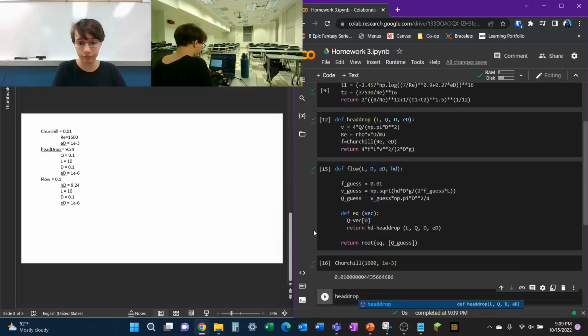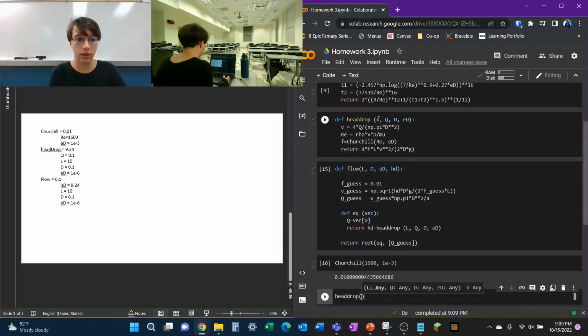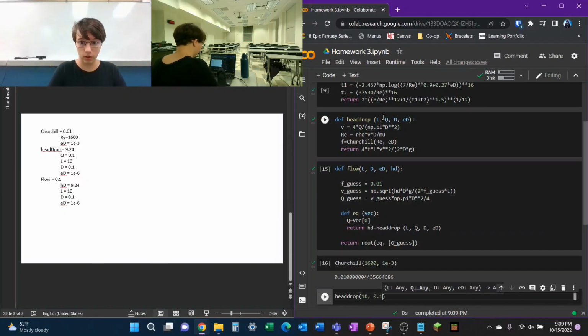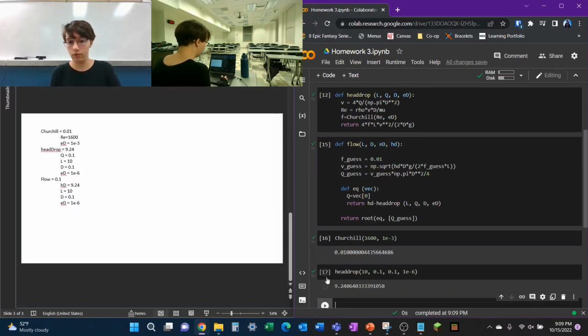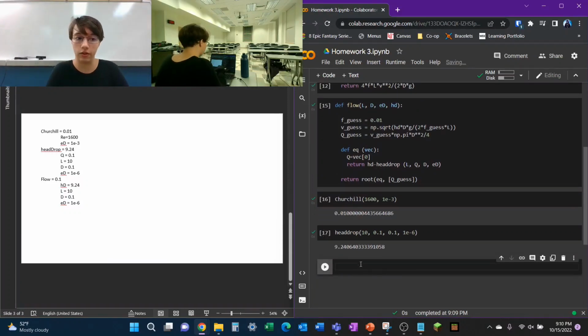So next we're going to have our head drop. So for this we need to input the length, which is 10, input a flow rate, which is 0.1, next is diameter, which is 0.1, and then our roughness, which is 1 e to the negative 6, and we should get about 9.24. And we do, so that's good. 2 for 2.